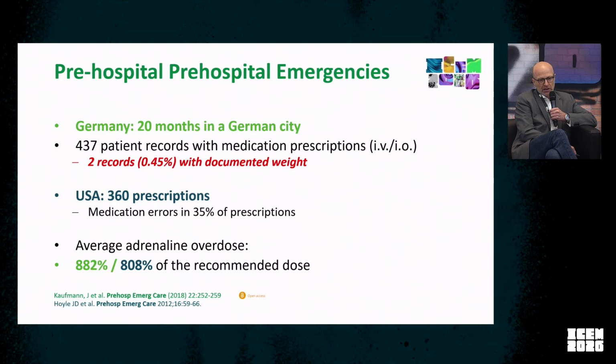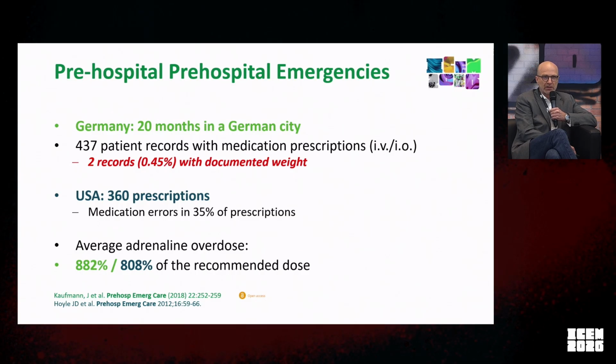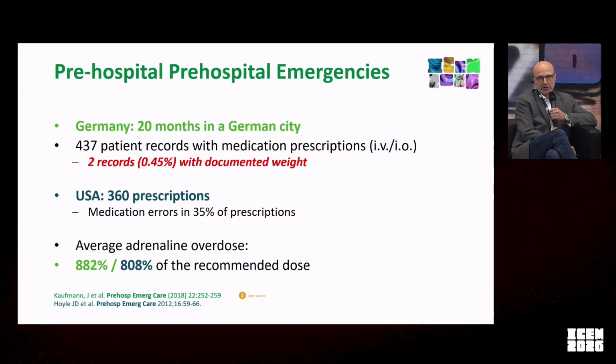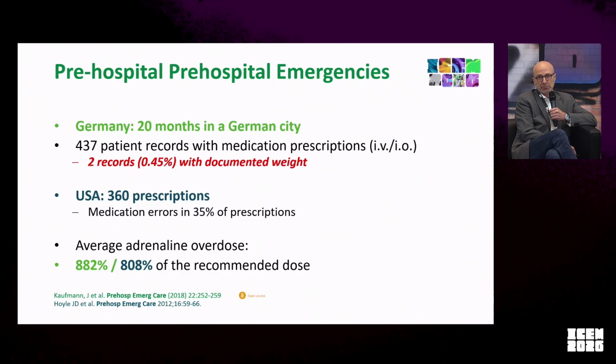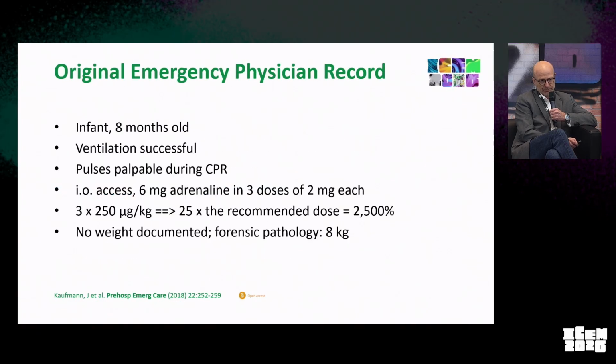We found an average adrenaline overdose in real life, preclinically, in Cologne of 880% of the recommended dose. This was the average overdose. And in the US, a quite similar number with 808% of the recommended dose. So we kill children on an everyday basis worldwide.